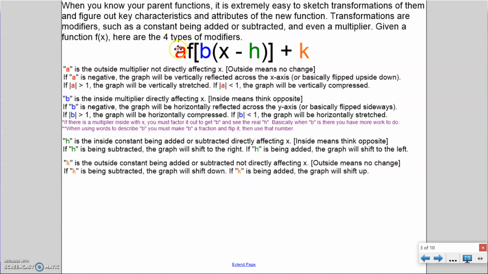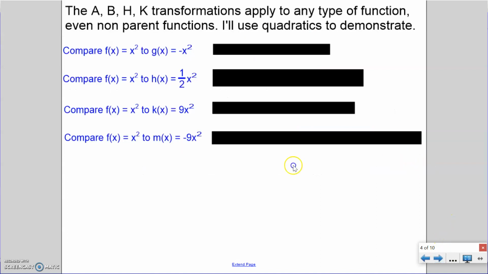Alright, so the outside things, a and k, only affect the y, not the x. And they're the vertical control. The inside, b and h, those are the horizontal control, but they do affect x, so you have to think opposite. Alright, let's try some examples.